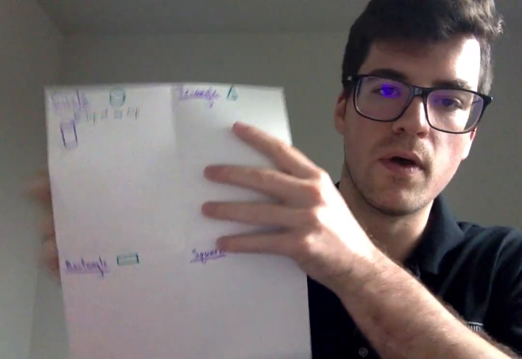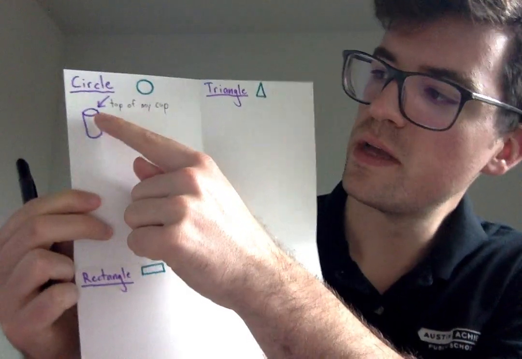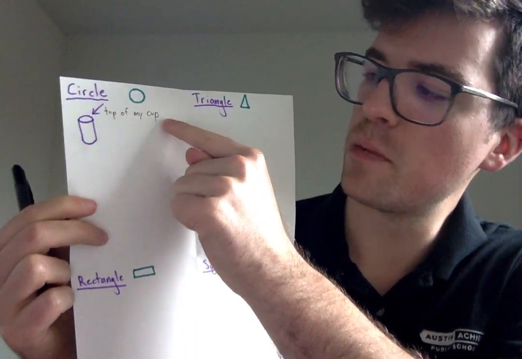So I did that, and now I'm going to label it. I'm going to say top of my cup. So my circle is on top of my cup. Okay. Now, when I picked up my cup, it's actually sitting on top of a coaster.